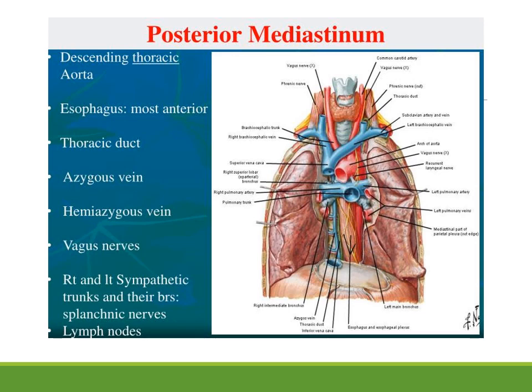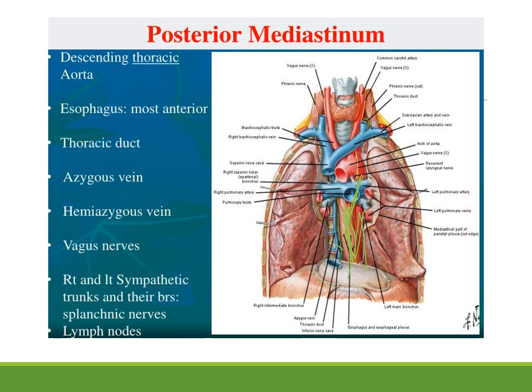Here, this is just another picture that's showing us the posterior mediastinum. In the posterior mediastinum, you can see here's the esophagus. The esophagus is just in front of the descending thoracic aorta. The thoracic duct, I actually don't see represented on here, but the thoracic duct is going to end up curving around towards the left side of the esophagus. I will show you it on the next page.